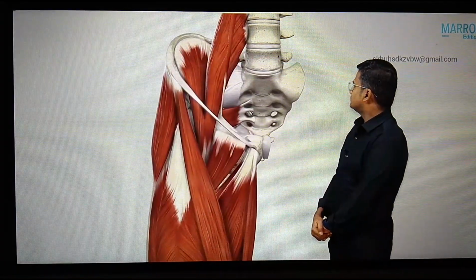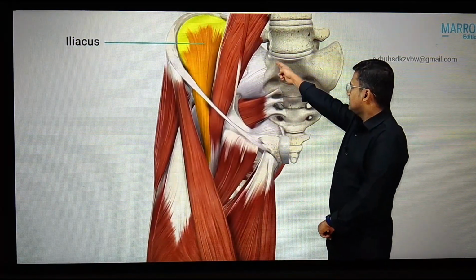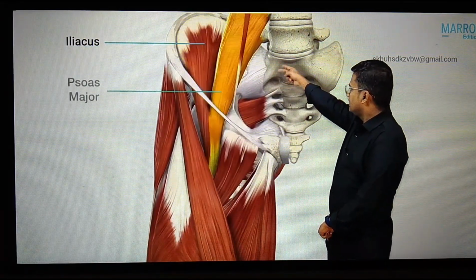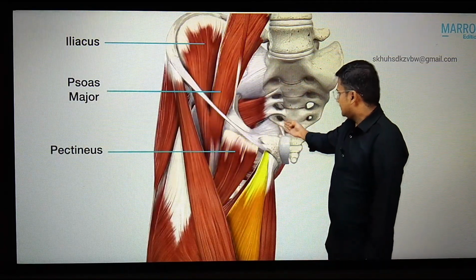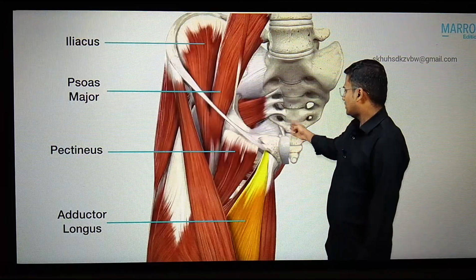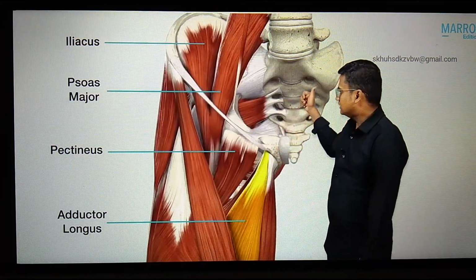So now what are the muscles forming the floor of the femoral triangle? From lateral to medial: number 1, iliacus muscle, and then psoas major muscle, and then pectineus muscle, and adductor longus muscle. So adductor longus muscle forming the boundary and also the floor muscle.